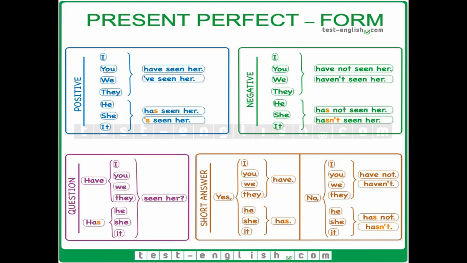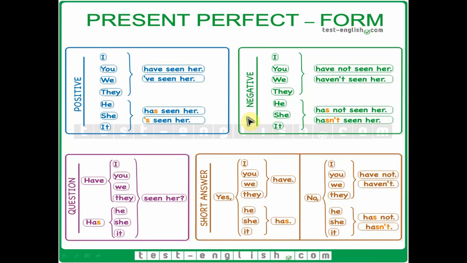For regular verbs, the past participle form of the verb is the same as the past tense verb. So you just add ed. For example, the verb watch. As a past simple, we say watched, so we add ed. And also as a past participle form, we add ed. So we say watch, watched, watched. So that's about the present perfect positive form. Subject, verb to have, and the past participle.